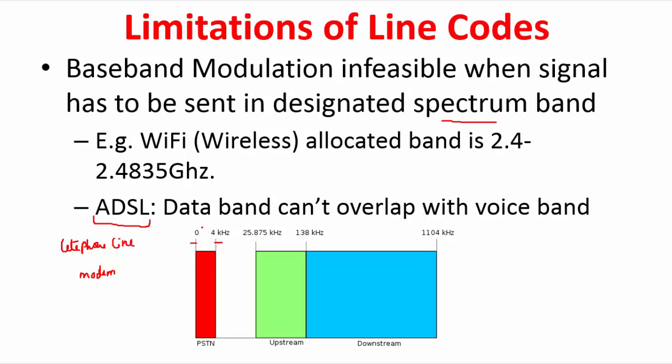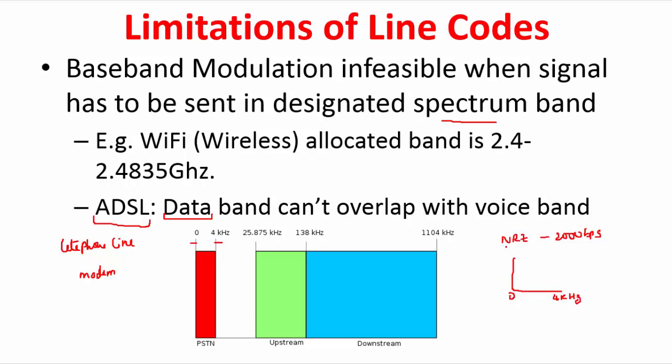Now, while someone is talking on the phone, you may want to send and receive data, in which case this data signal cannot overlap with the voice signal, otherwise they are going to interfere with each other. Suppose let's say we have an NRZ signal of 2000 bits per second. This is going to occupy a spectrum from 0 to 4 kilohertz.